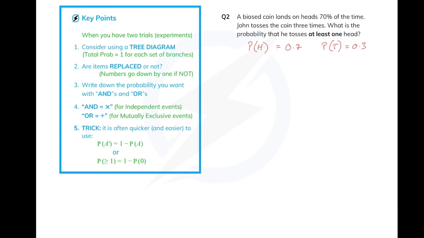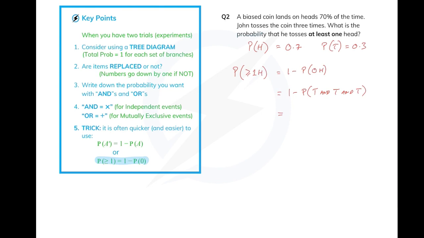Okay, now notice that there's a highlighted bit in the actual question. John tosses the coin 3 times. What is the probability that he tosses at least one head? And I think that's the question telling me to use this trick here. You could do it the other way, but it would take you a lot longer. So we're asked about the probability of at least one head, and I'm going to use the trick. It's 1 minus the probability of no heads. And so that's 1 minus the probability of tail, and tail, and tail.